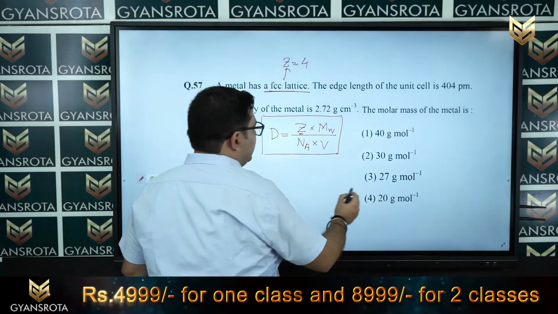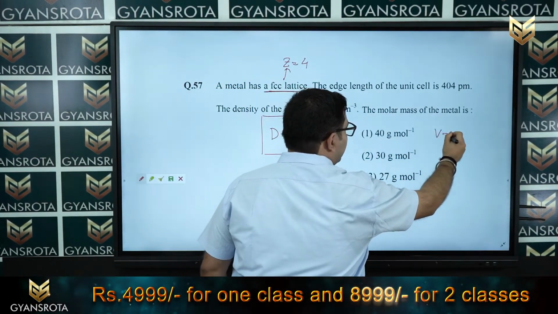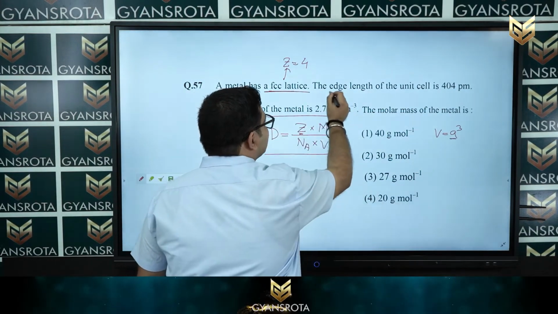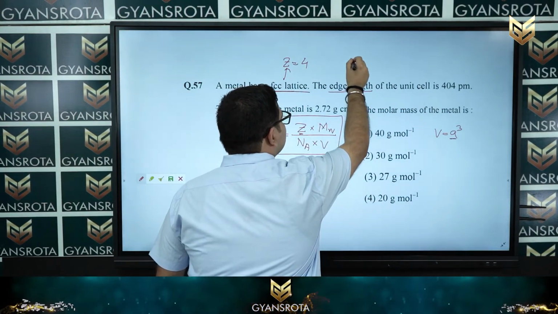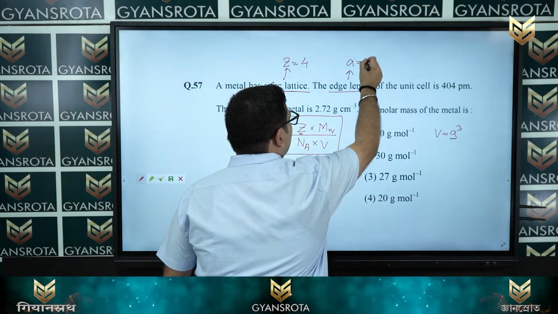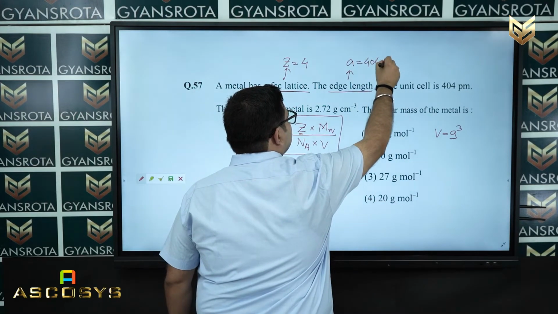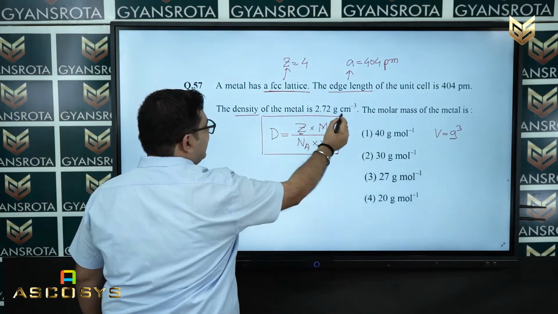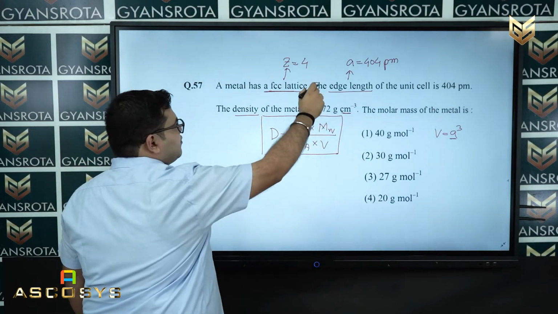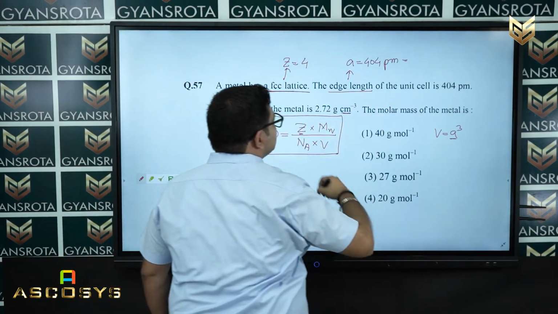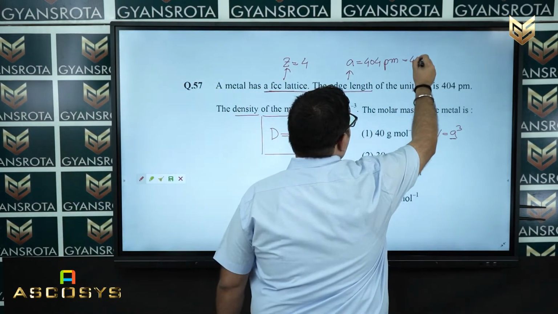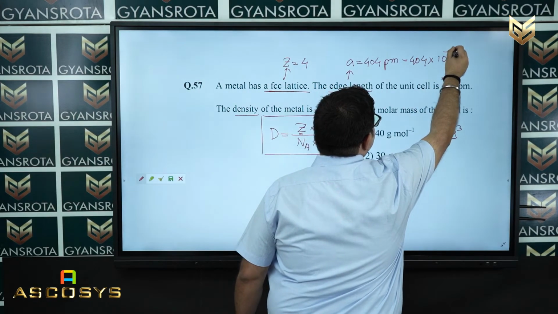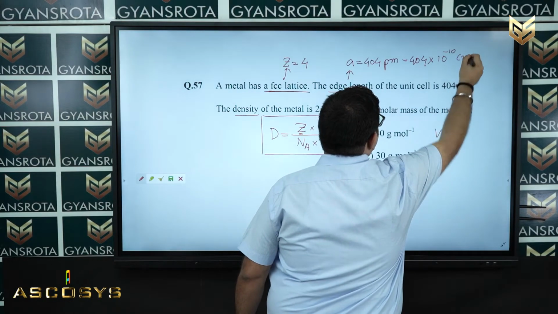Now V we can find like V equal to A cube. This A is nothing but your edge length. And what is the value given here? 404 picometer. Now if you see, density is given in centimeter cube, so we have to convert it into centimeter. So 404 into 10 to the power minus 10 centimeter.